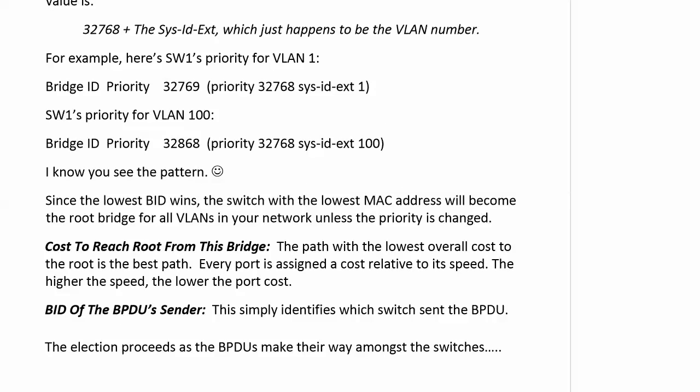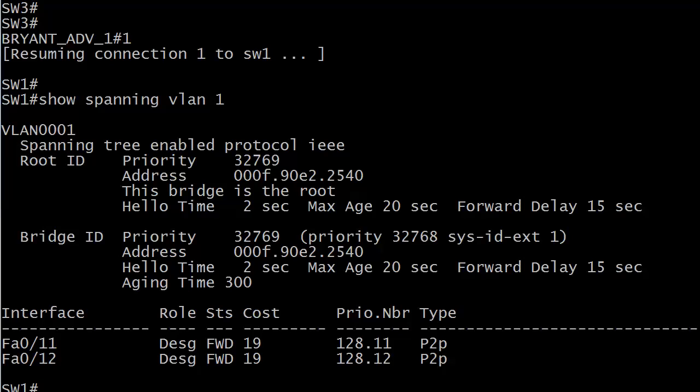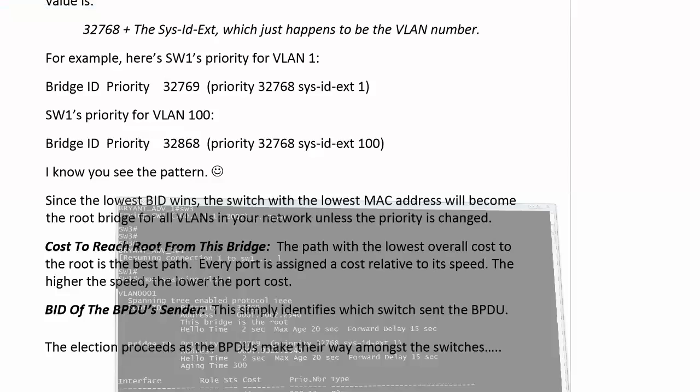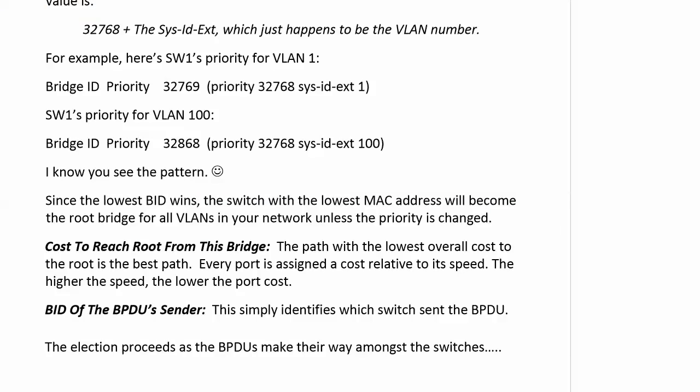Every port is assigned a cost relative to its speed. And you can see a couple of those live right here, because on VLAN 1, here's the cost for these two interfaces, Fast Ethernet 11 and 12. The cost is 19. That is the default cost for a Fast Ethernet port in STP. It's a good value to know. That default again is 19. It's also going to tell you the bid of the BPDU sender, who sent this.